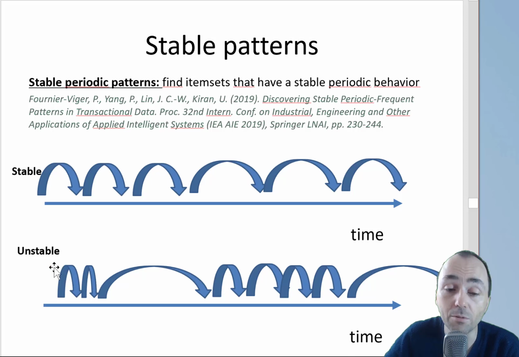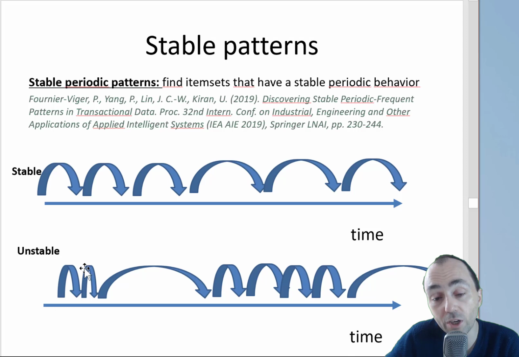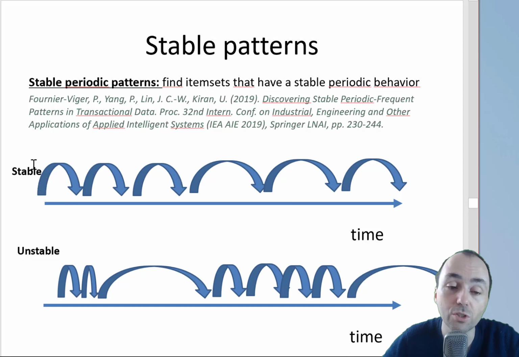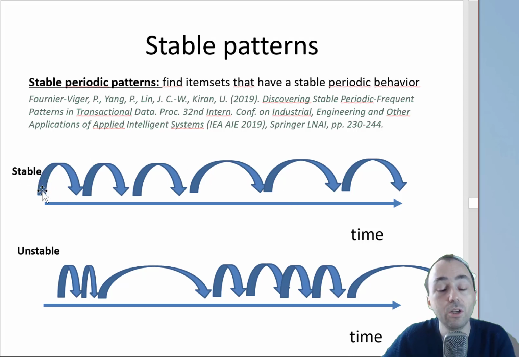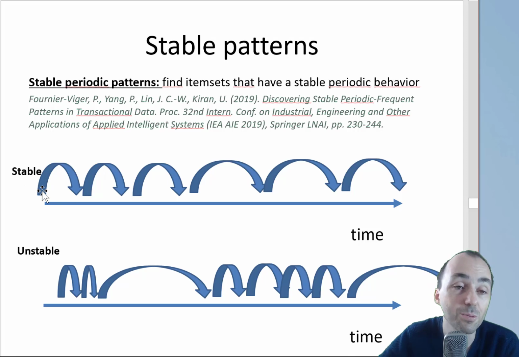But sometimes the patterns can be unstable. Maybe every week the customer buys, but then he doesn't buy the products for 1 month. Then he buys every week. Then he doesn't buy for 1 month, and so on. So we designed some algorithms to focus on the stable patterns. I will not explain the details about this. Here I just want to give you some overview about different things we can do with time.